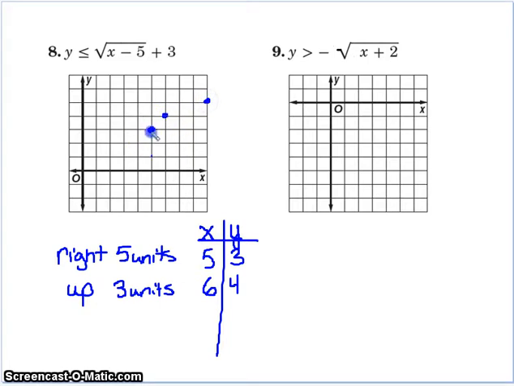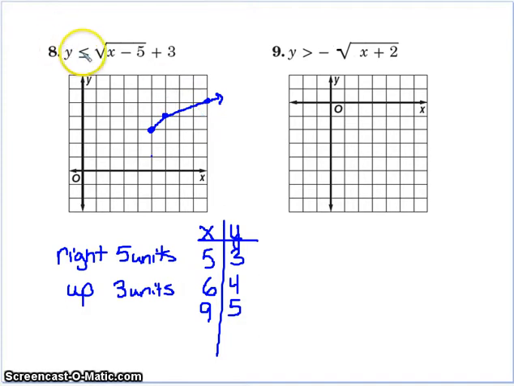That's just kind of like we memorize particular things about functions. That's what I have memorized. I've got my 0, 0, my 1, 1, and then over 4 and up 2. If you want to check your math, if this is 5, 6, 7, 8, 9, 9 works because 9 minus 5 is 4. The square root of 4 is going to give me 2, and 2 plus 3 gives me 5. So that's how I get that coordinate 9, 5.